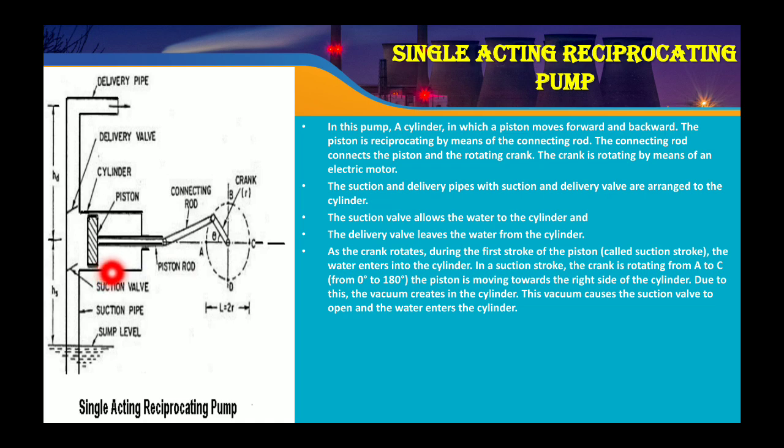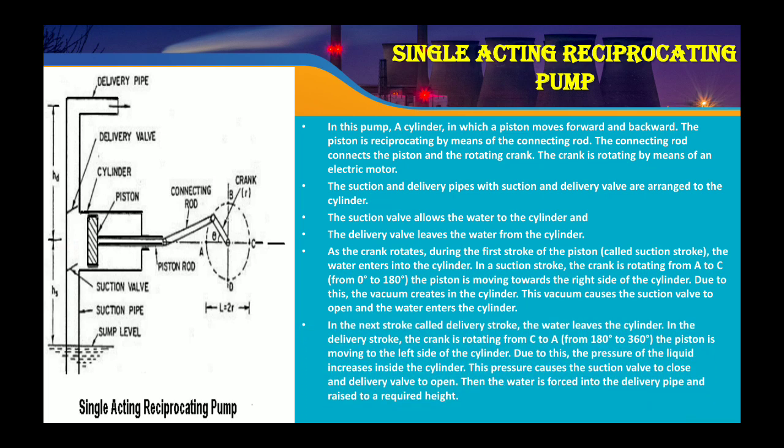The vacuum in the cylinder causes the suction valve to open and water enters the cylinder, filling the vacuum. In the next stroke, called the delivery stroke, the water leaves the cylinder. What will happen in the delivery stroke? The water is released from the cylinder to the delivery valve.